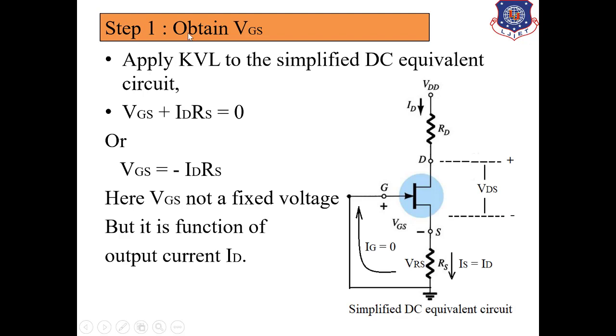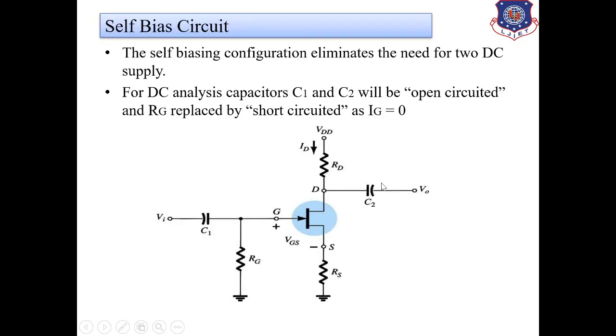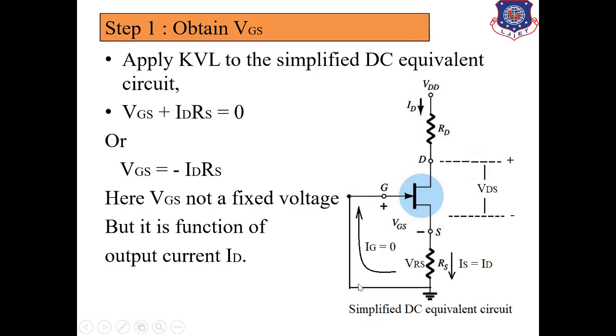Step 1 for analysis, obtain VGS. So for that we will have to draw the input equivalent circuit, the simplified DC equivalent circuit. This is the input circuit in which I have considered that RG equal to 0. So gate and source are short circuited. Dear students, this is the main circuit and we are drawing this simplified circuit. Gate and source are short circuited, so you can easily say that RG equal to 0 and IG equal to 0 because it is short circuited.